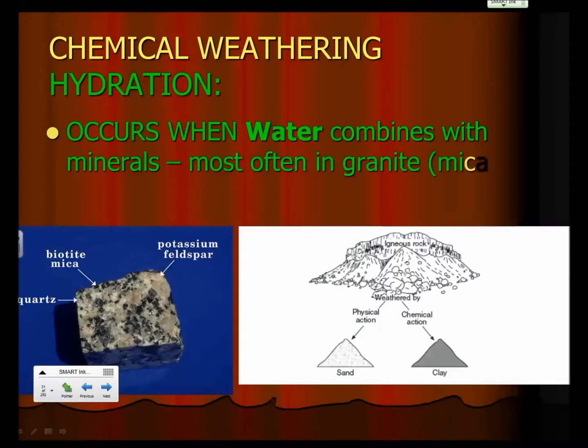All right, another type of chemical weathering. We got hydration. Occurs when water combines with minerals, most often in granite, forming mica and feldspars. This eventually breaks down into clay. So water plus granite over time makes lots of clay. And it's because of the feldspars breaking down.